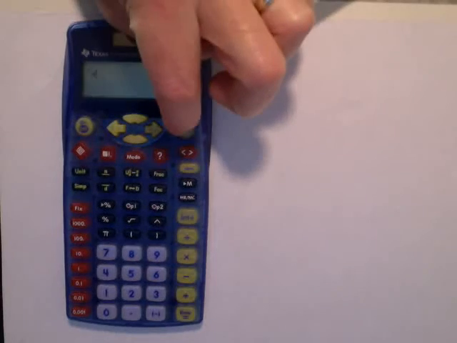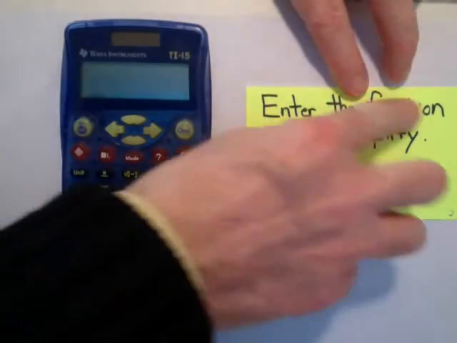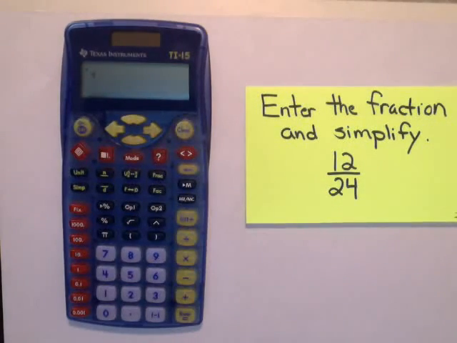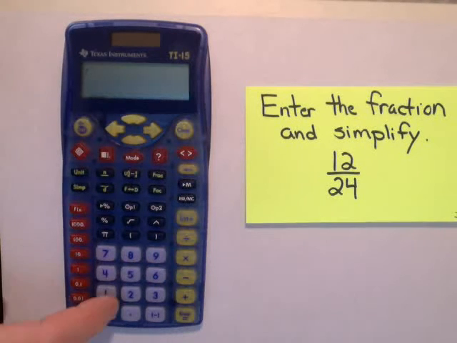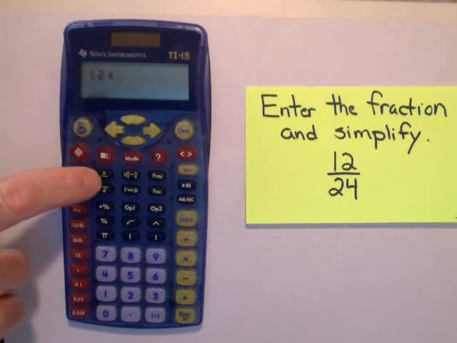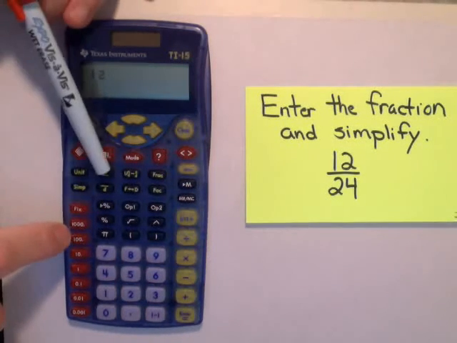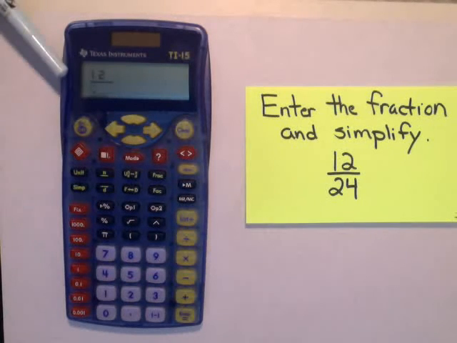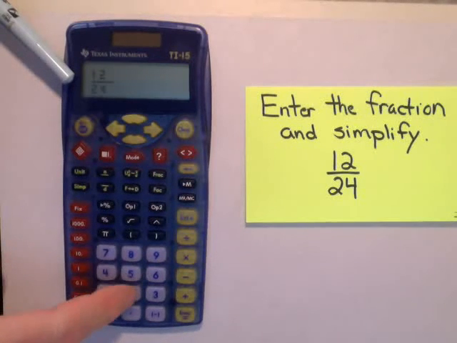Alright, the next thing we want to talk about is entering a fraction and simplifying it. So let's clear our calculator, clear your calculator, and we're going to put in a fraction that clearly needs simplified. So what you do is you're going to enter the fraction and then we're going to simplify it. So let's start with our numerator 12 and enter 12. We want to say that that is our numerator, so hit the numerator key and we get a cursor down here in the denominator, so we just enter 24.